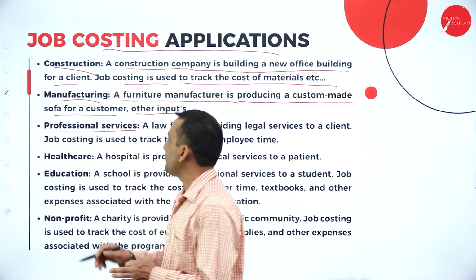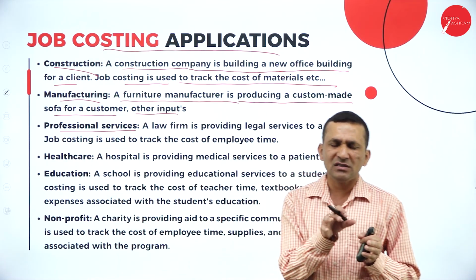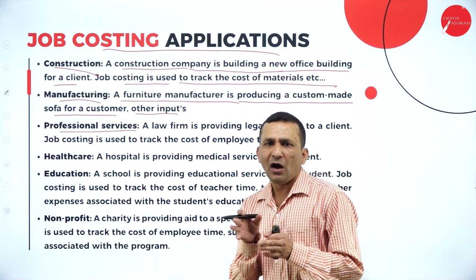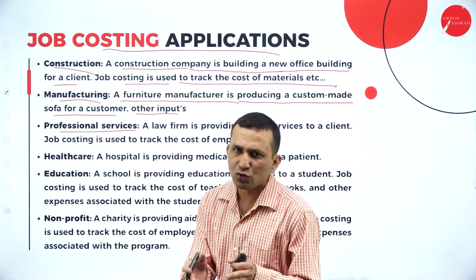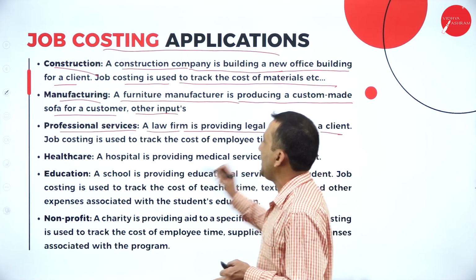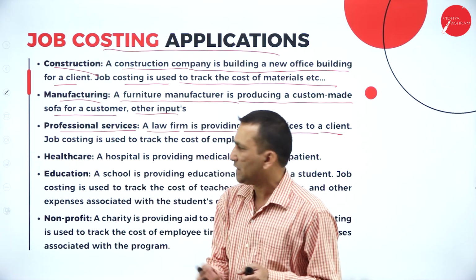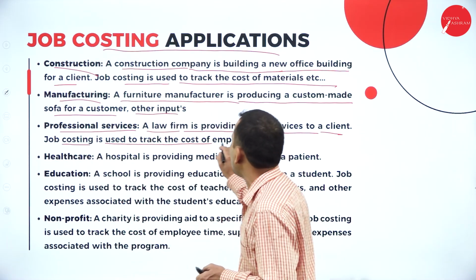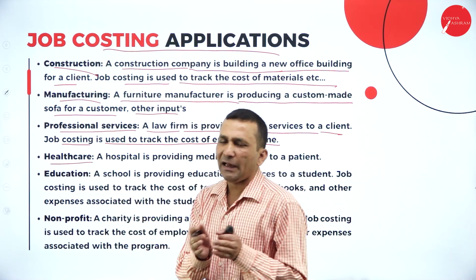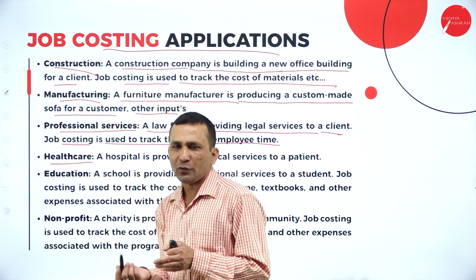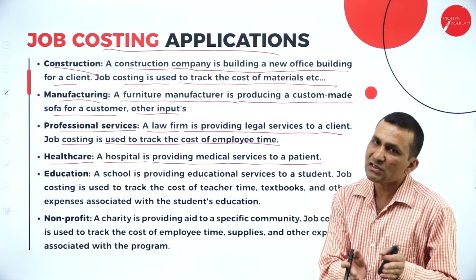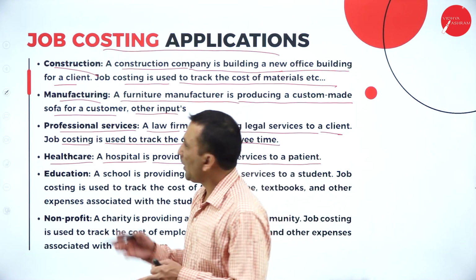And the professional services, because we are doing a service, not only for physical products, we are offering a service to different customers who require it. So a law firm providing a legal service to a client, how much we are charging, that is also tracked. Job costing is used to track the cost of employee time. And next one, healthcare. Even healthcare centers are using job costing. Like a hospital providing a medical service to a patient, so here we can also identify the application part.